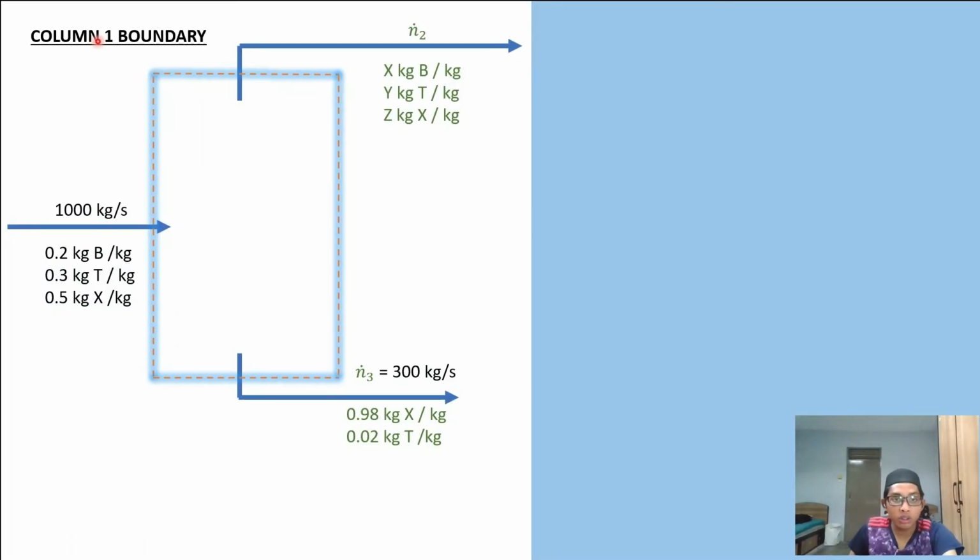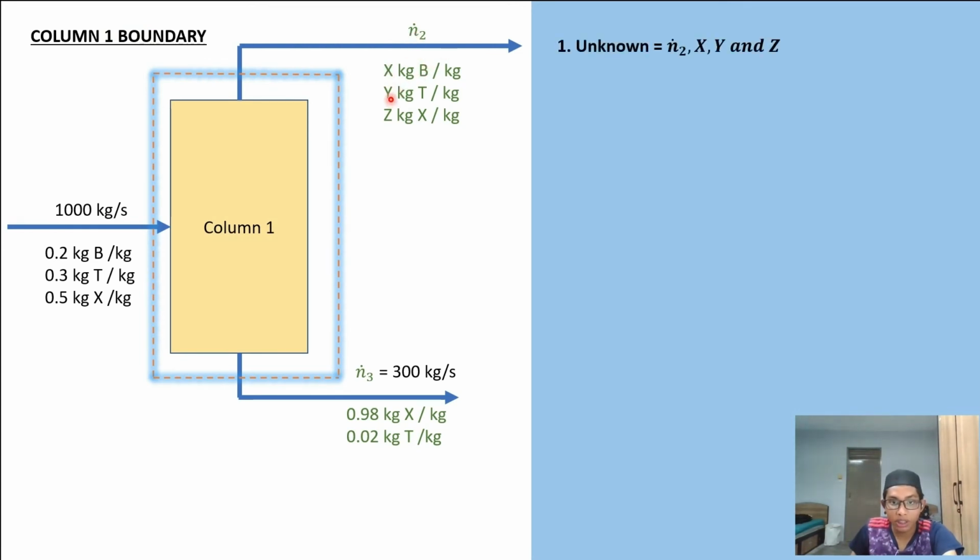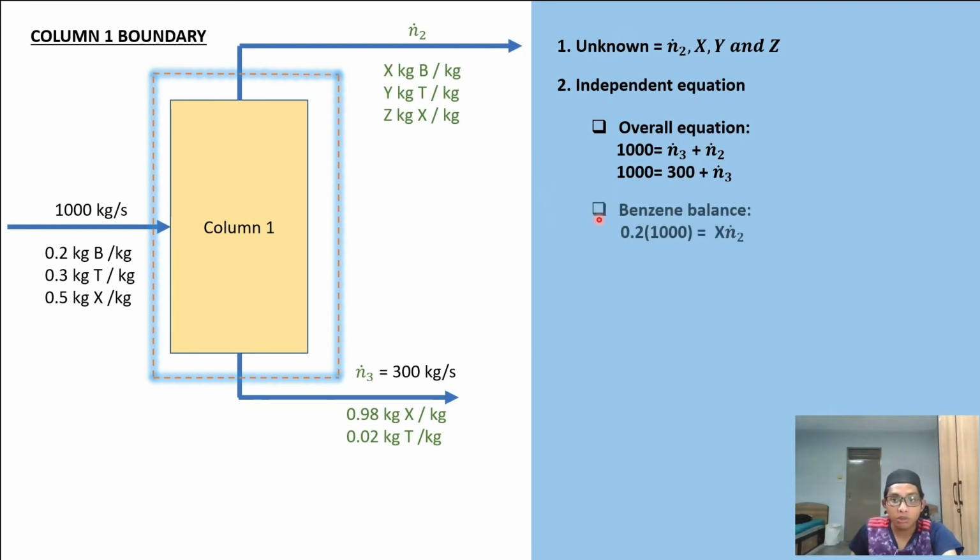And then we will look into column 1. So we will have 4 unknown variables, which are N2, X, Y, and Z. And we will also have 4 independent equations, which is the overall equation. We will have the mass input equal to mass output, and that means that 1000 equal to N3 plus N2. And then we will have the benzene balance, and we will have the toluene balance, and the last one is we will have the additional balance.